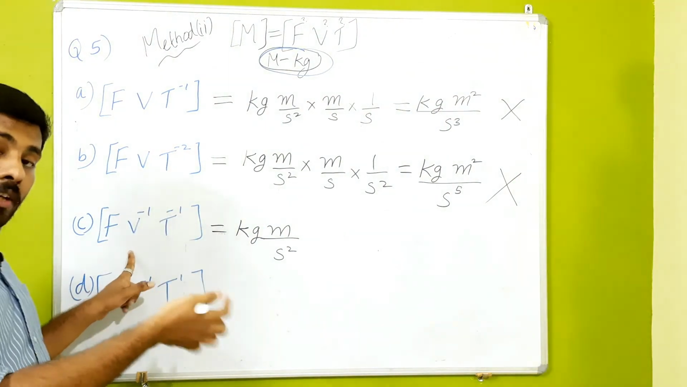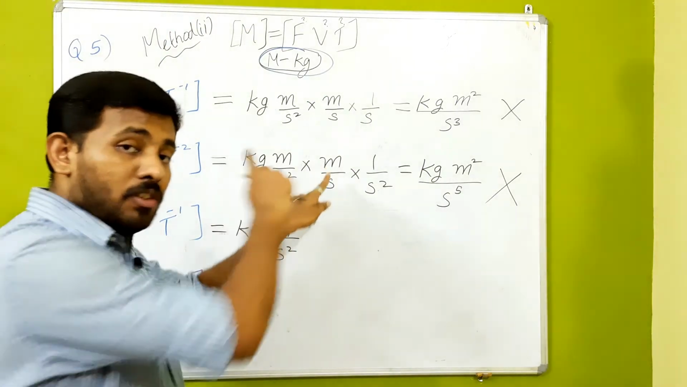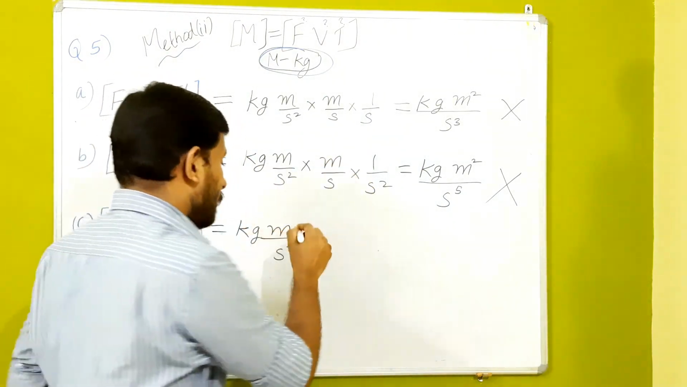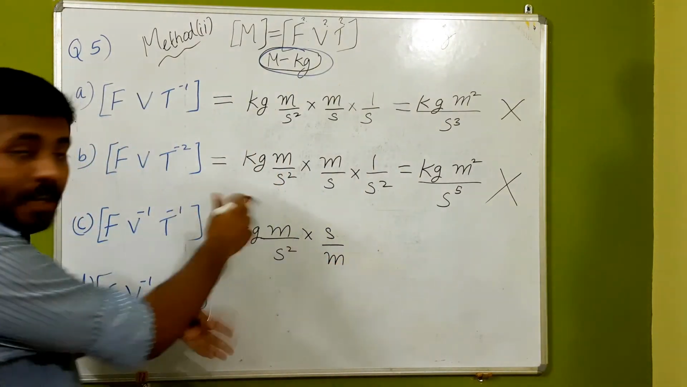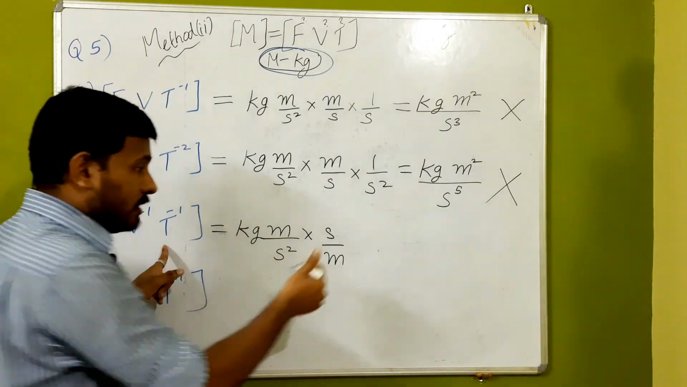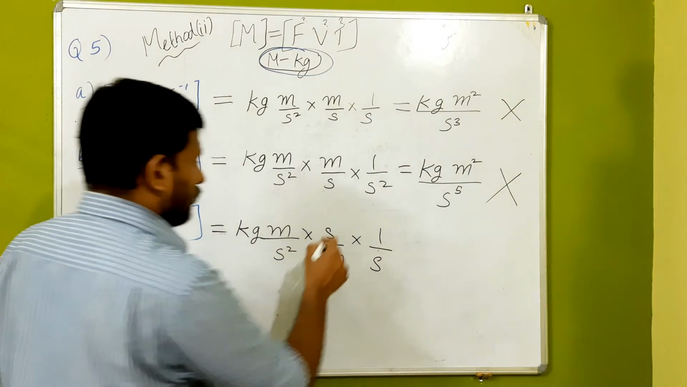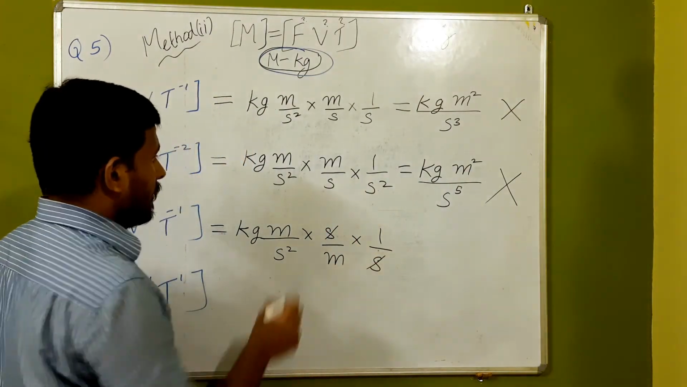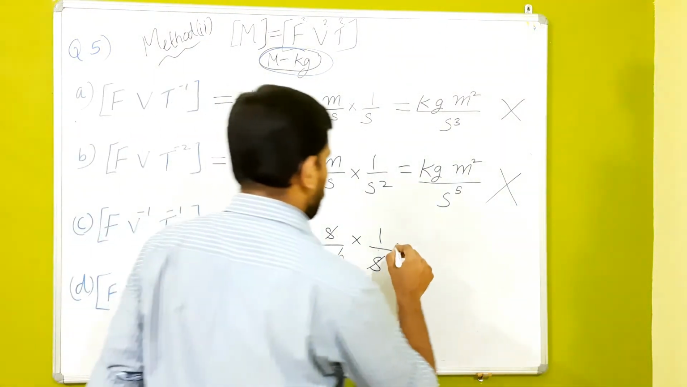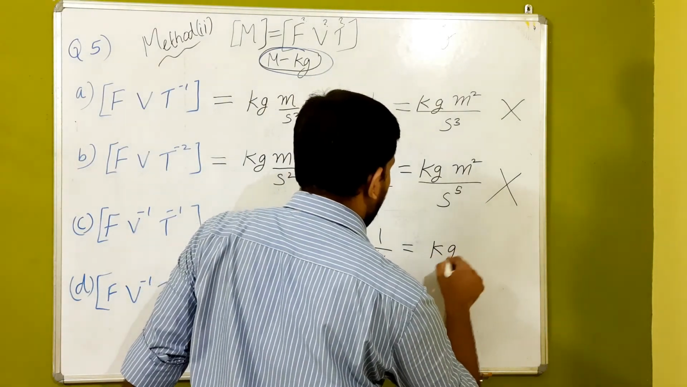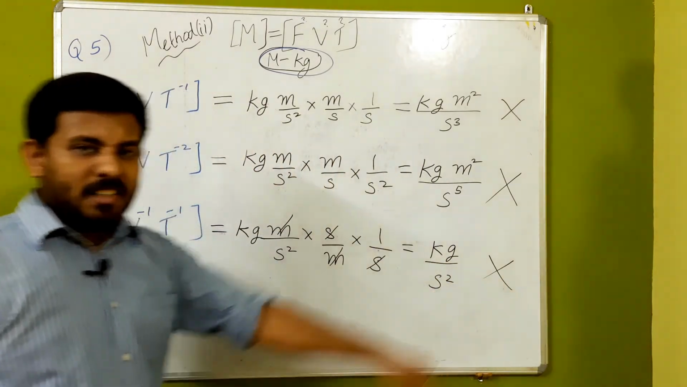Now the third option, that is kilogram meter per second square. Velocity inverse. The unit of velocity is meter per second, right? Inverse of this is second per meter. I'm writing this just for the sake of calculation. Time inverse is 1 by second. So the second and second cancel, meter and meter cancel, but there is still kilogram per second square. So this will not be the answer.